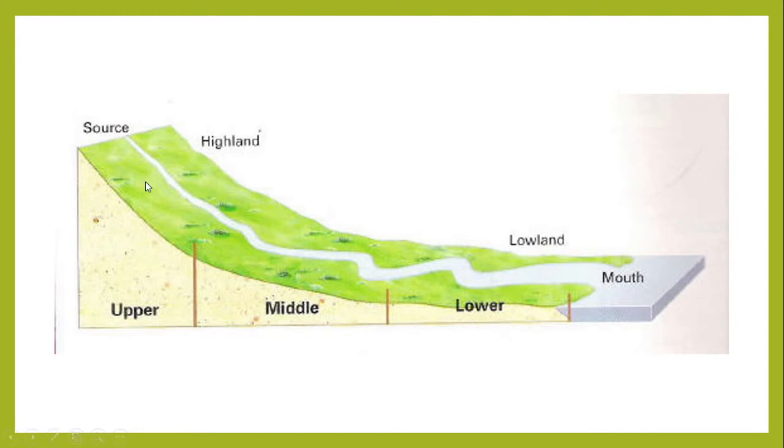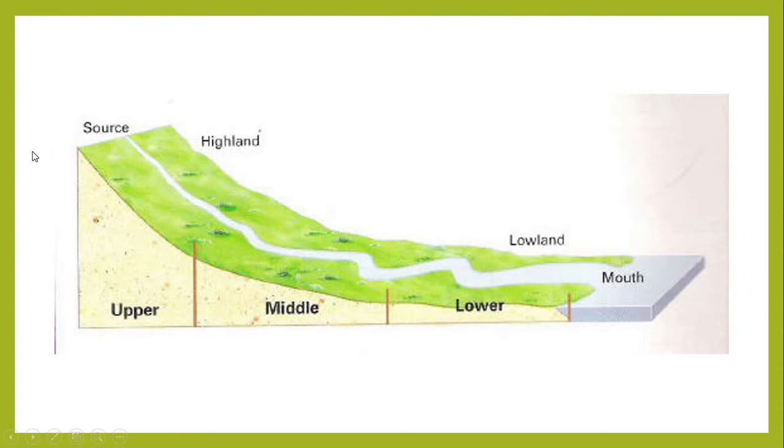Now, the energy that the river has in each course is different, and it's very simply linked to gravity. Gravity is going to be acting more strongly up here, pulling the water downhill because the slope is much steeper. So the water is flowing much, much faster up here. It has a higher velocity.